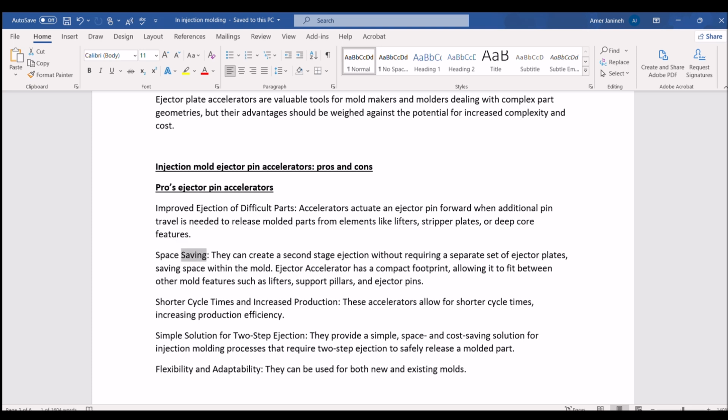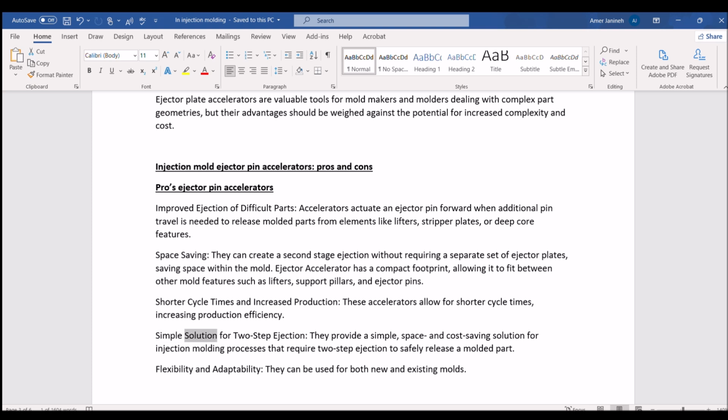Space saving: they can create a second stage ejection without requiring a separate set of ejector plates, saving space within the mold. Ejector accelerator has a compact footprint, allowing it to fit between other mold features such as lifters, support pillars, and ejector pins. Shorter cycle times and increased production: these accelerators allow for shorter cycle times, increasing production efficiency.